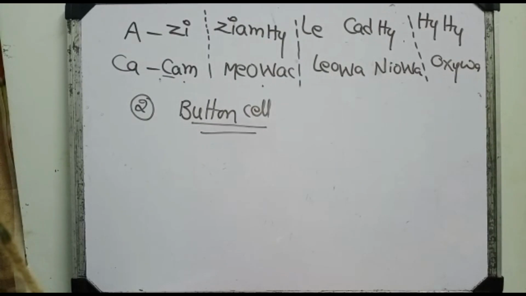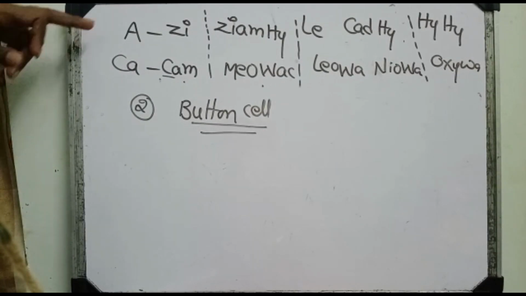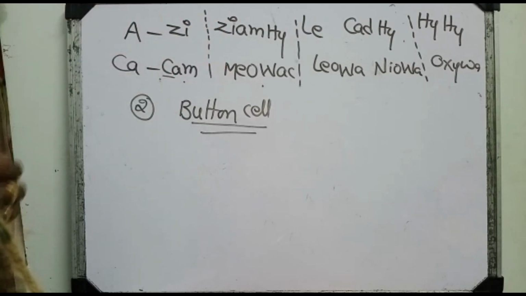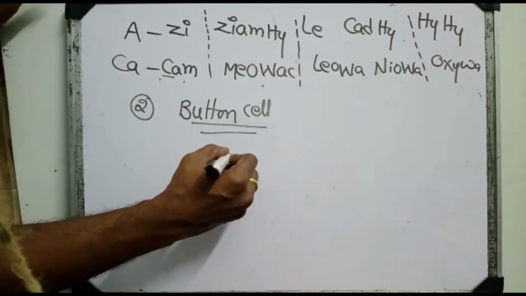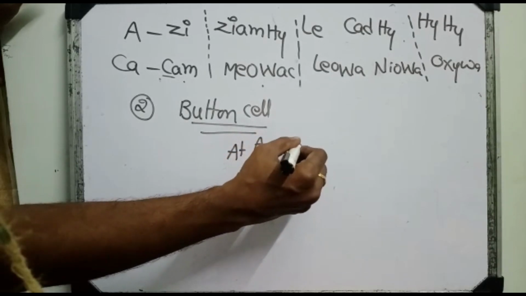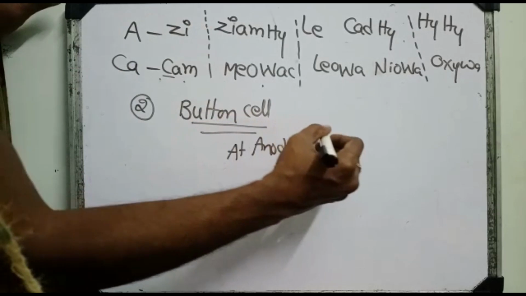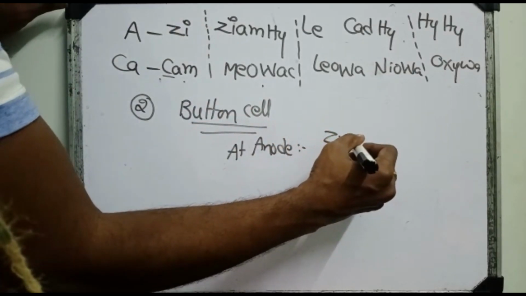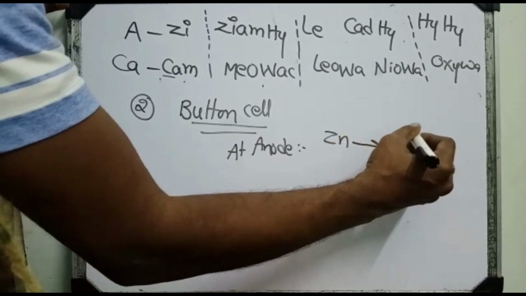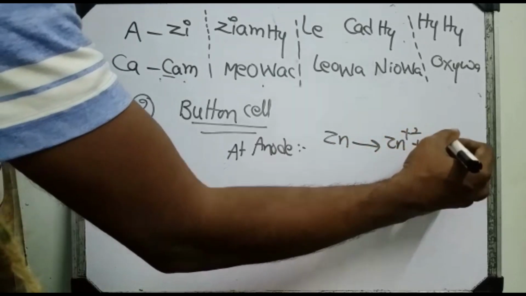So, button cell. Here also, which is anode? Zinc is anode, cathode is mercury oxide. So at anode, what happens? Zinc amalgam. You can write zinc loses electrons: Zn becomes Zn2+ plus 2 electrons.